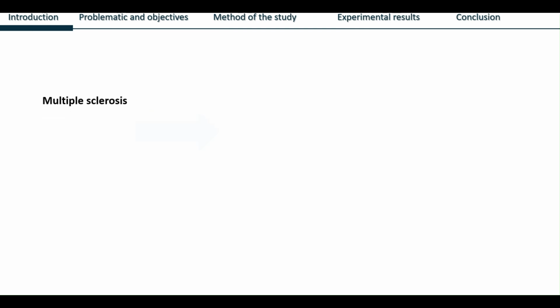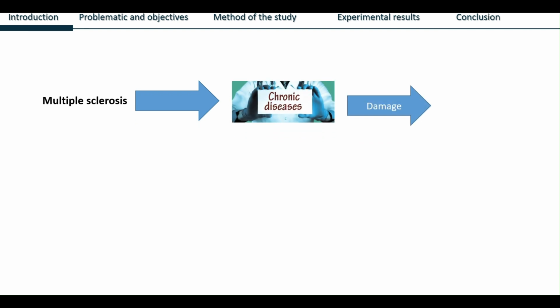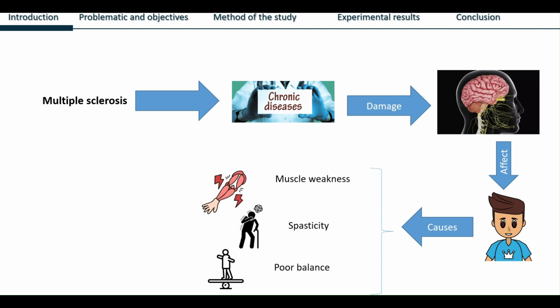Multiple sclerosis is a chronic disease that damages the central nervous system. It affects mostly young adults and causes problems such as muscle weakness, spasticity, and poor balance. Gait, or the way people walk, is one of the most common and disabling symptoms. Because of this, studying gait can help us understand and detect the effects of MS earlier.